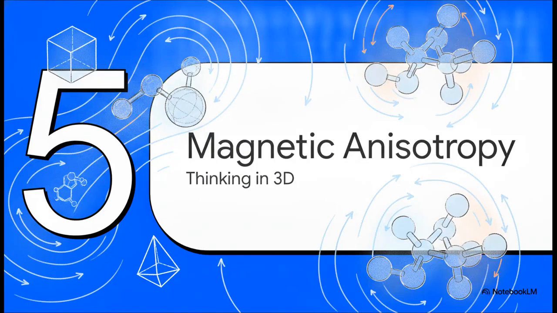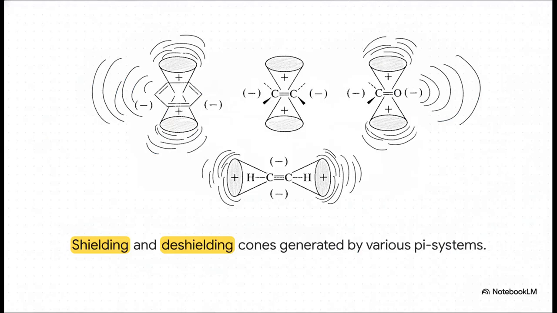Which brings us to Section 5, Magnetic Anisotropy Explained. We have to start thinking in 3D. When the pi electrons of an unsaturated group interact with the massive applied magnetic field, they circulate and create secondary fields that are anisotropic. Now, in electromagnetic terms, an isotropic field is perfectly uniform. So an anisotropic field, that's non-uniform.